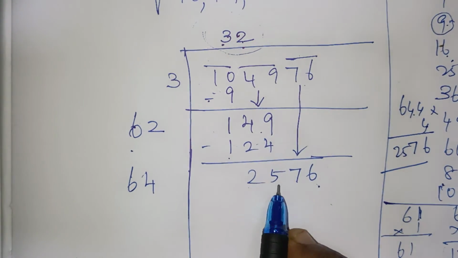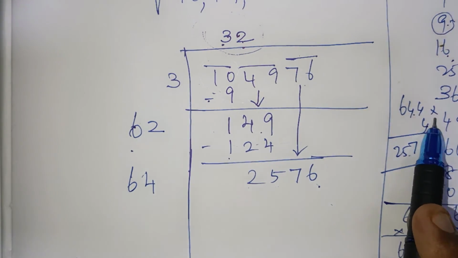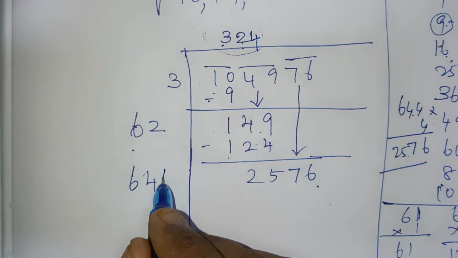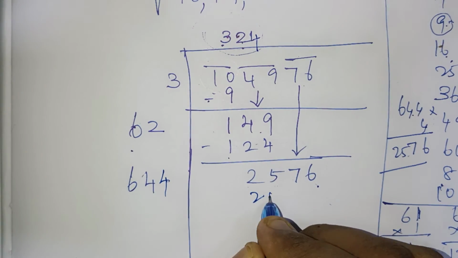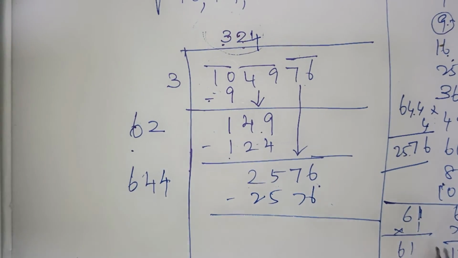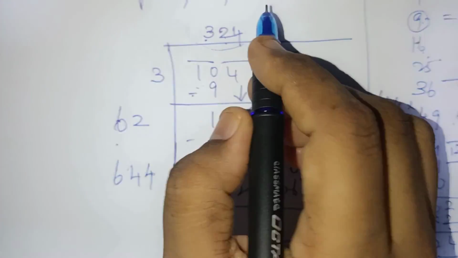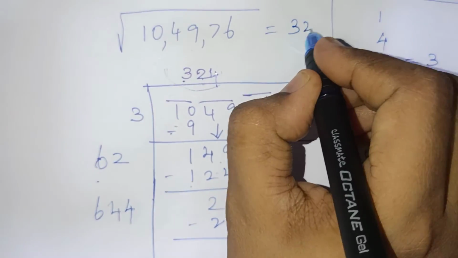See, we have got 2576, 2576. So we have to use 4. Write 4 in the quotient and in the divisor part. Now when you subtract 2576, the answer is 0. So this becomes the square root of this number.